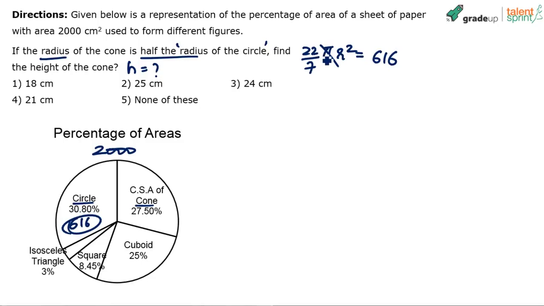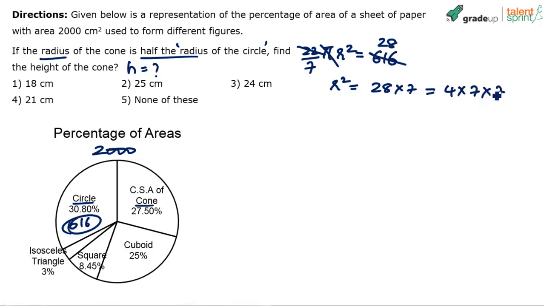Is 616 divisible by 22? I think this is 660 minus 44, right? 660 minus 44. Yeah, and I think that goes 28 times. 30 times minus 2 times, 28 times. So r square basically is equal to 28 into 7. Or this can be actually taken as 4 into 7. 28 is 4 into 7 and then 7.